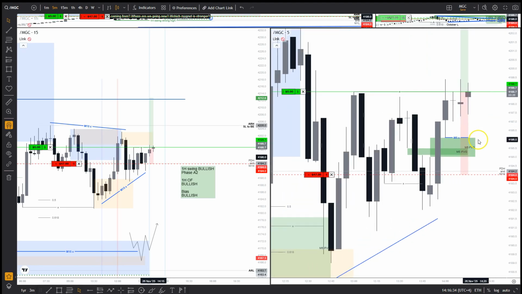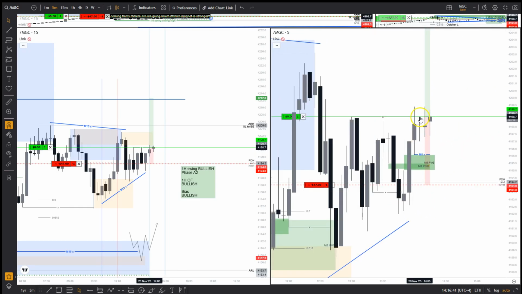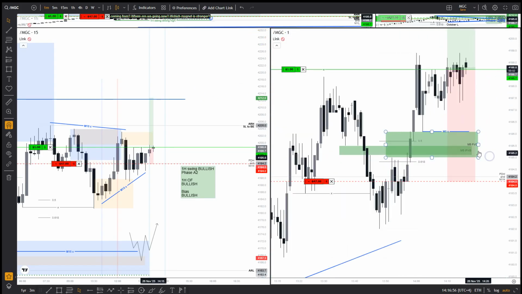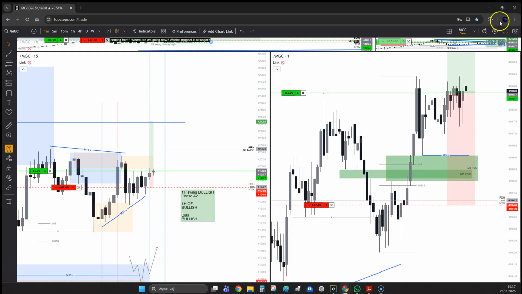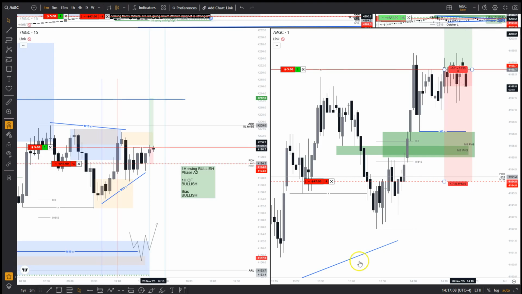I'm changing to M5, and M5 looks like I enter on the breakout of this inside bar candle. Okay, I will go back to M1 and record that trade. Even more sell side liquidity here now.